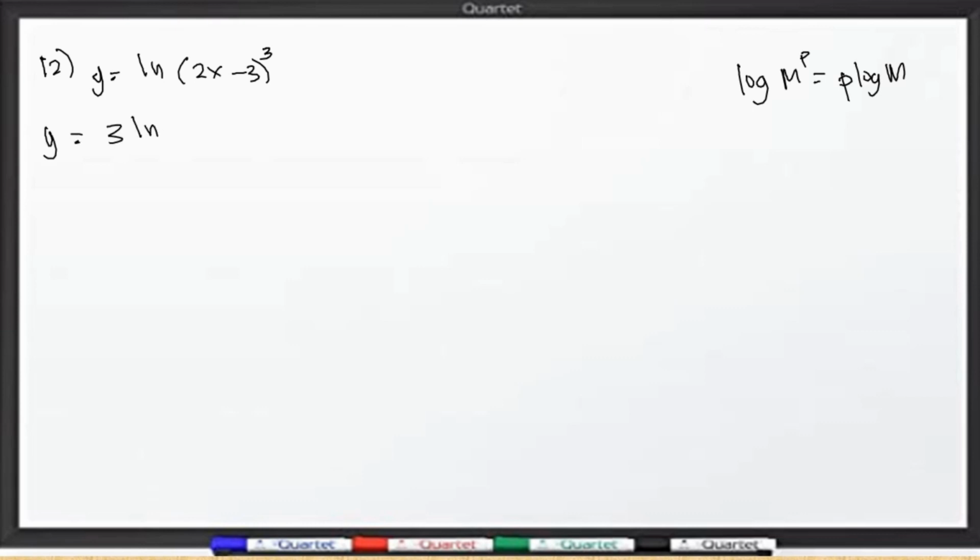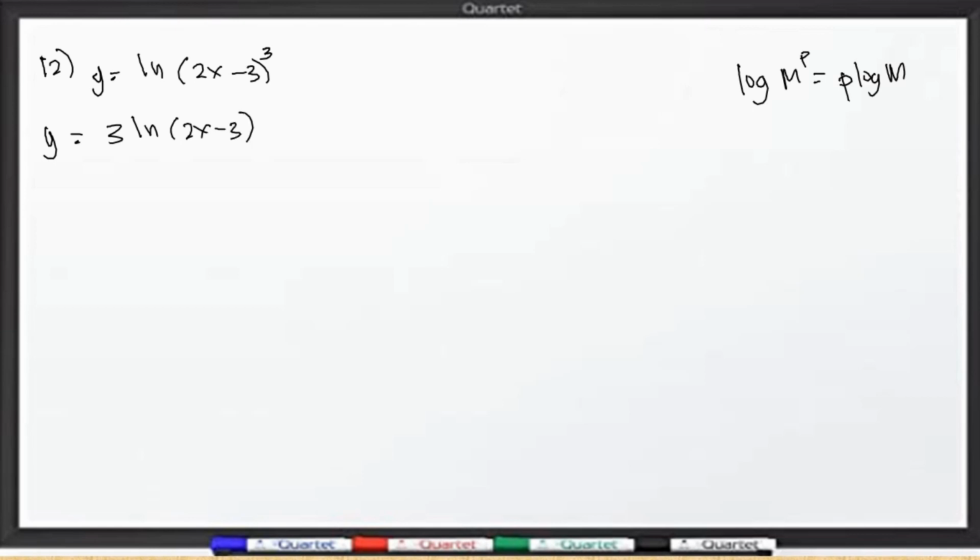Example number 12 po tayo, no? What if we are given y is equal to ln of a polynomial, 2x minus 3 quantity cube? Pwede po natin i-apply dito yung properties of logarithm. Kasi pwede po dyan yung logarithm of m raised to p, that will be p logarithm of m. So, applying that here, we will have y is equal to 3 ln of 2x minus 3.